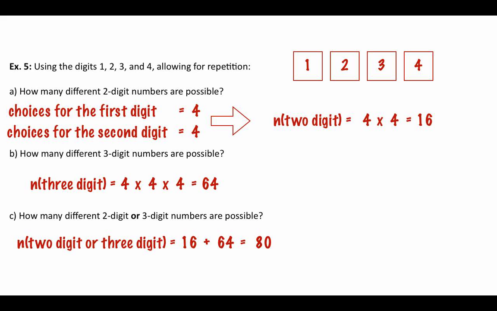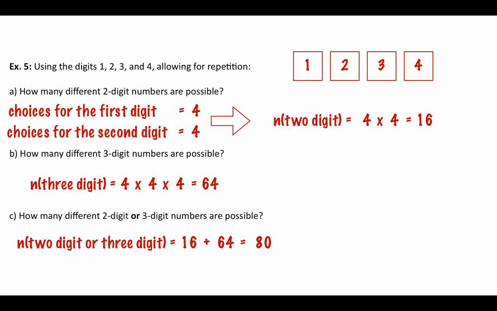How many different 2-digit or 3-digit numbers are possible? Well, we see the word or, and since you can't simultaneously be a 2-digit number and a 3-digit number at the same time, they're mutually exclusive. So when we see the word or and we know we want to add, we can only add without reservation if we know they're mutually exclusive. And I know you can't be a 2-digit and a 3-digit number at the same time. So I can take my 16 different ways of getting a 2-digit number and my 64 different ways of getting a 3-digit number, and we can just add them together to get 80 possible ways of being a 2 or 3-digit number.